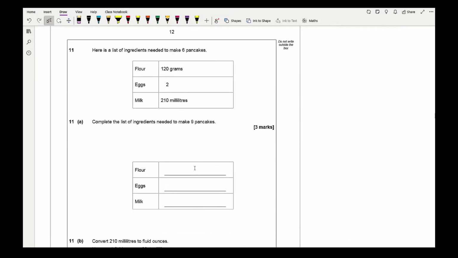Now for question 11, it says, here is a list of ingredients needed to make 6 pancakes. So I've got flour, eggs, and milk. It says, complete the list of ingredients needed to make 9 pancakes. So one of the options to do in this is to work out the ingredients you need to make 1 pancake. Now for 1 pancake, what I need to do is divide by how many this one makes. So I'm going to divide each of these by 6.